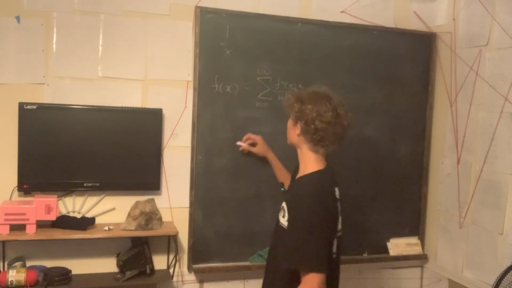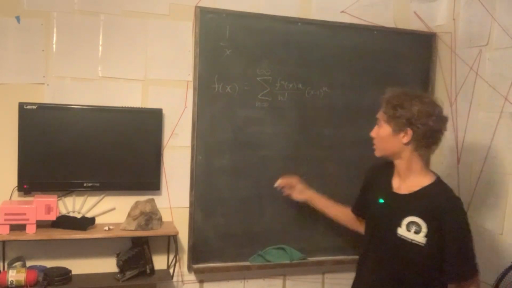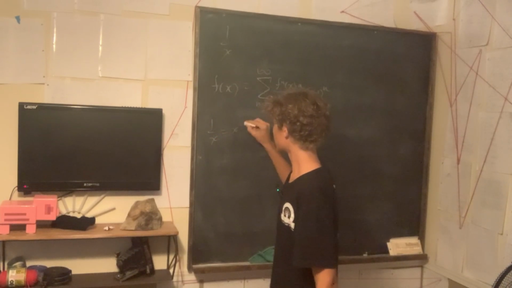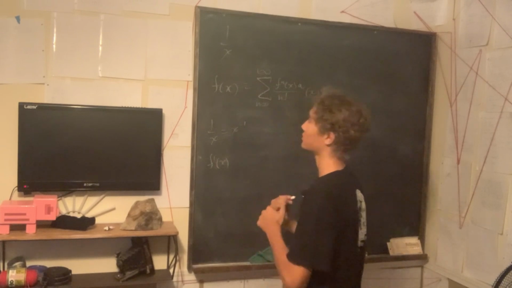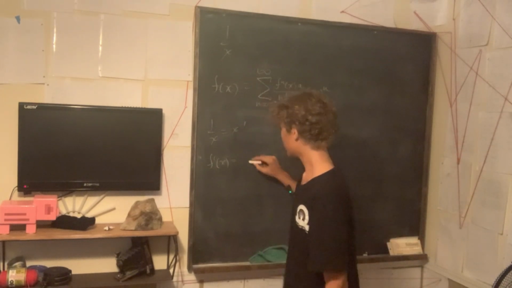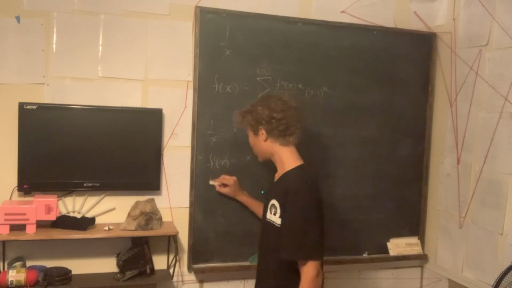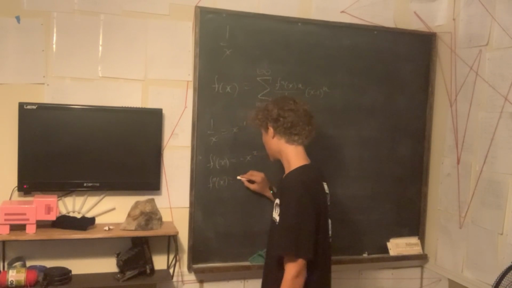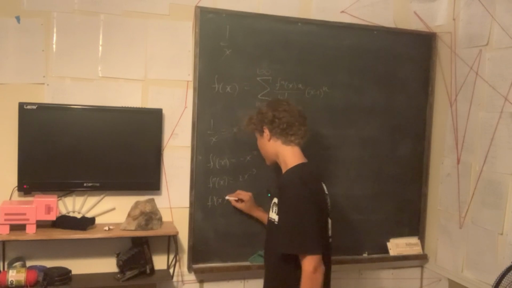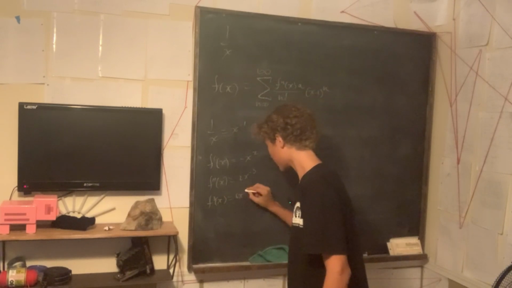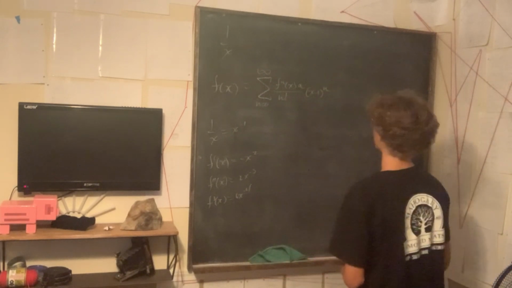Anyways, let's find the Taylor series of 1 over x. So let's first find the derivatives. 1 over x is equal to x to the negative first. So f of x is 1 over x, f prime of x is equal to negative x to the negative 2, f double prime of x is equal to 2x to the negative 3, f triple prime of x is equal to negative 6x to the negative 4. Anyways, let's calculate the Taylor series for that right now.